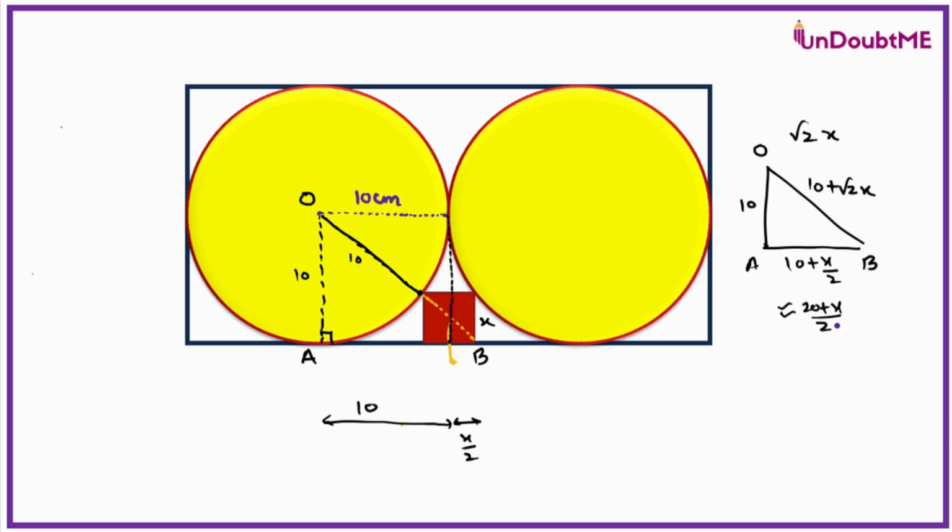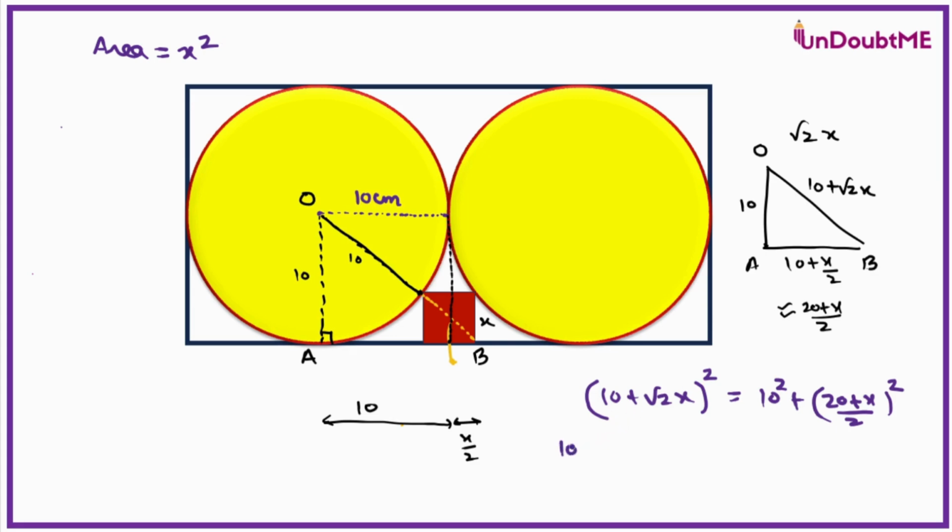Now we are almost done with everything. We just need to use Pythagoras theorem to get the x value. Once we get the x value, we can square it to get the area. So let us use Pythagoras theorem: 10 plus root 2x whole square is equal to 10 square plus 20 plus x over 2 whole square. Now just remember that we need the area, and area is equal to x square. So I can also directly try to find the x square value. If possible, we'll do that.